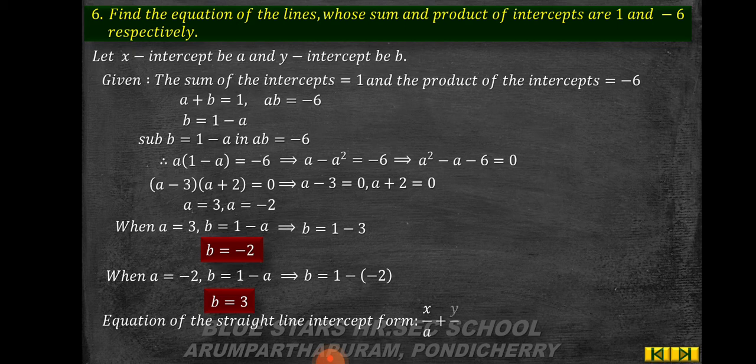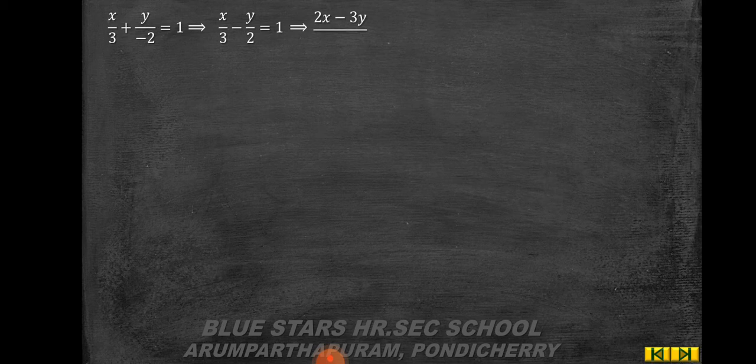Therefore, the equation of the straight line in intercept form is x by A plus y by B is equal to 1. Therefore, A is equal to 3 and B is equal to minus 2. That is x by 3 plus y by minus 2 is equal to 1, which implies x by 3 minus y by 2 is equal to 1. Then we take LCM: 2x minus 3y by 6 is equal to 1. The next step is cross multiplication. Therefore, the equation of the straight line is 2x minus 3y is equal to 6.